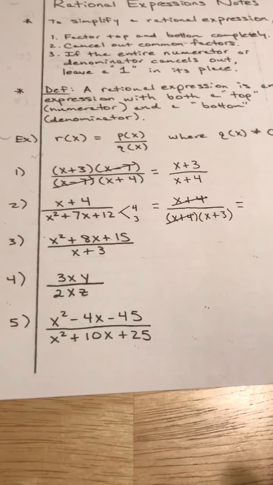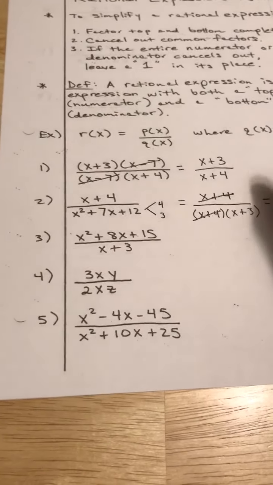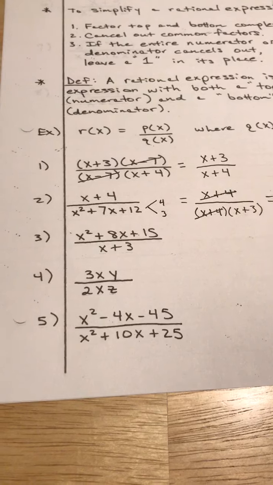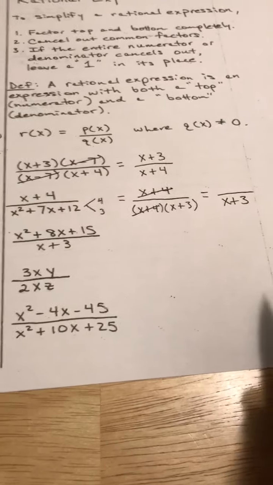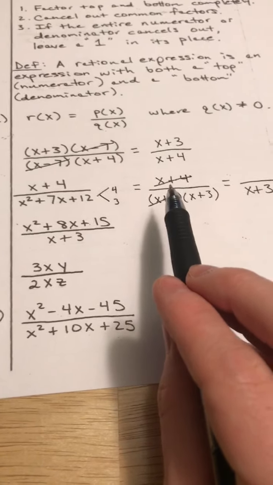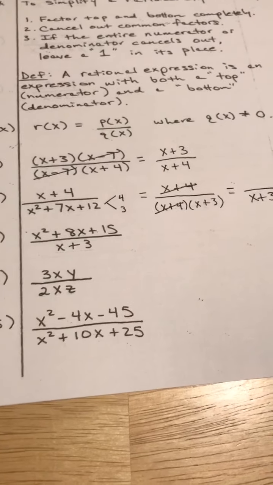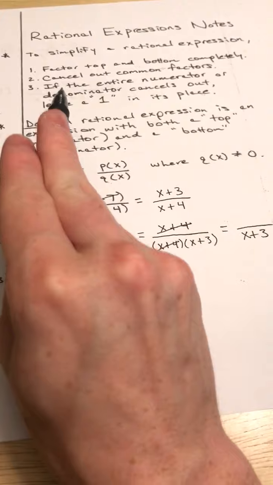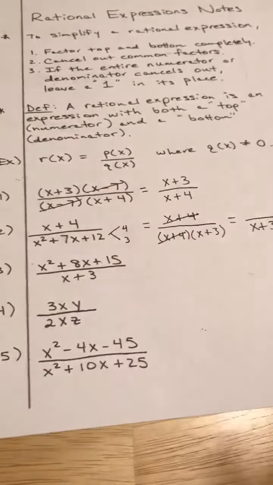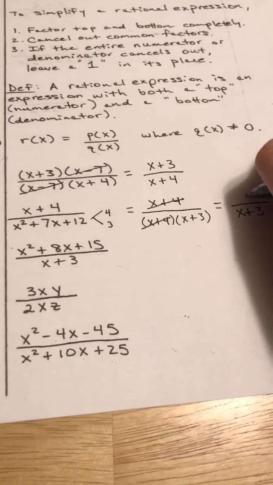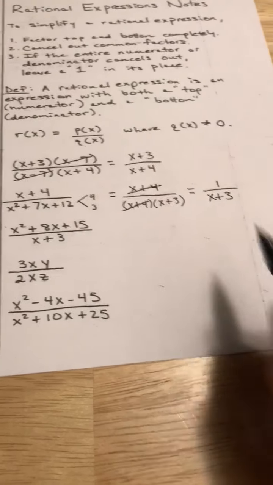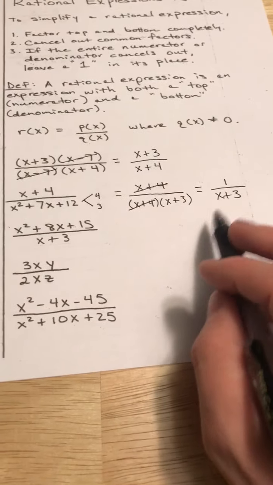So what am I left with at the bottom? Just an x plus 3. That's it. What am I left with at the top? Well, I crossed everything out at the top, right? So there's nothing left at the top. And remember, if the entire numerator or denominator cancels out, you're going to leave a 1 in its place. So I'm going to leave a 1 up there. Okay? So my answer is going to be 1 over x plus 3.